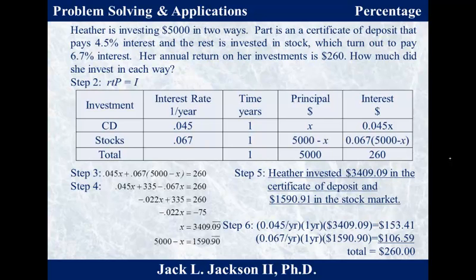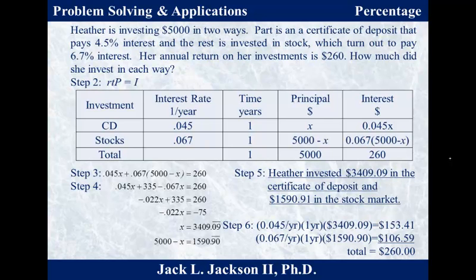So we have 2 investments, the CD and the stock, and then we have sort of a total combined estimate. So our formula is R times T times P equals I. So the R, or rate for the CD, is 4.5%, which we write as 0.045, and the 6.7% interest for the stock will be written as 0.067. Now they're both her annual return, so she's investing for 1 year. So the time is the same, both 1 year.